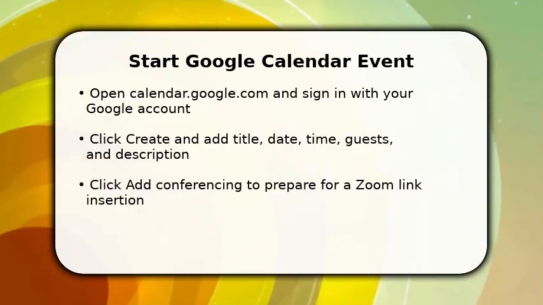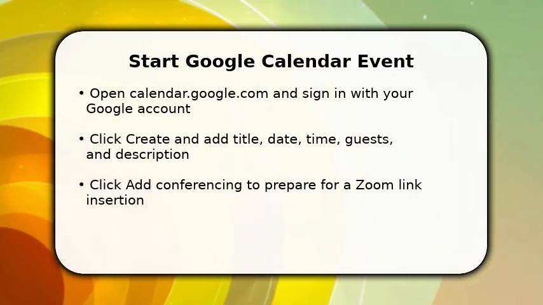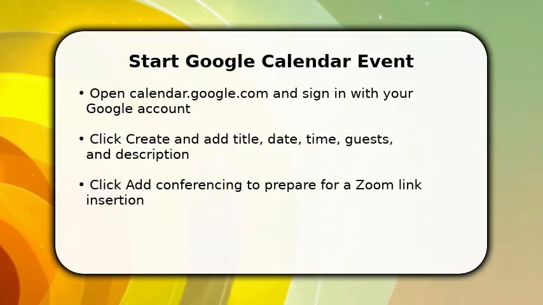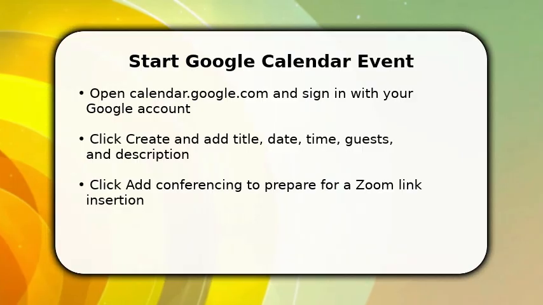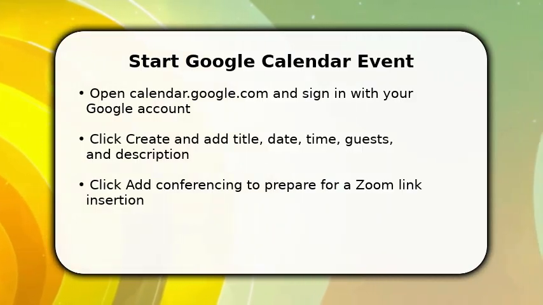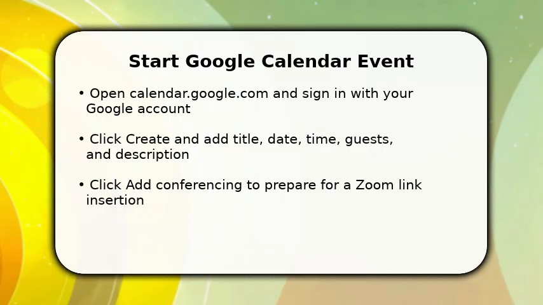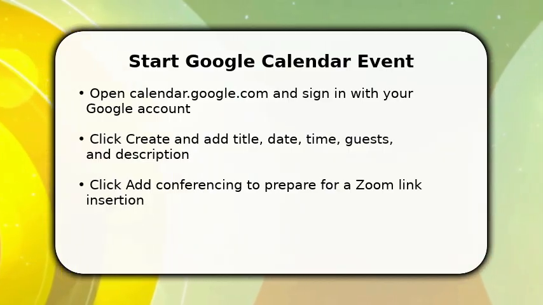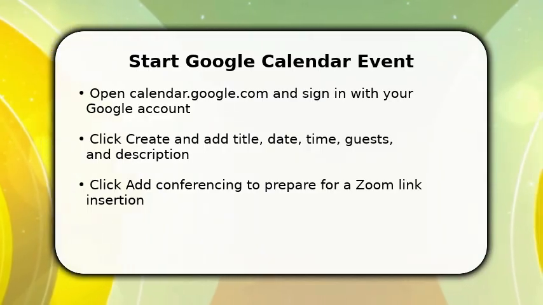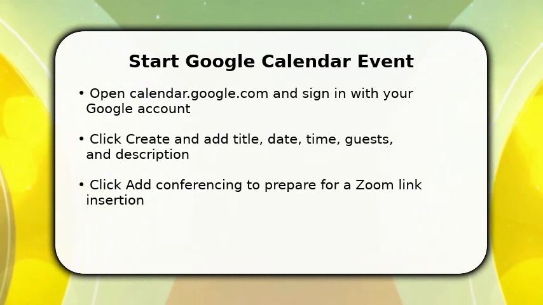You begin by opening Google Calendar and creating the event. Make sure you're logged into the account you'll use. Add a clear title, choose date and time, then invite guests by email so invites send automatically. Once those basics are set, click Add Conferencing to expose options. You're preparing the event to accept an external Zoom link rather than Google Meet. This first step ensures attendees and timing are fixed before you attach the Zoom meeting details for seamless access.